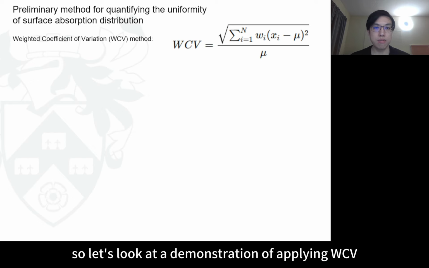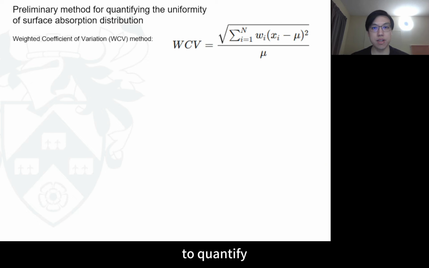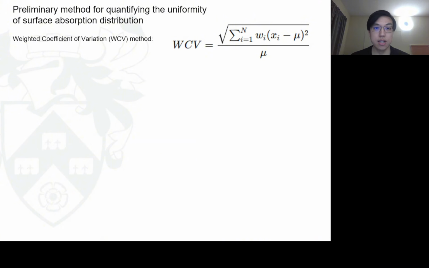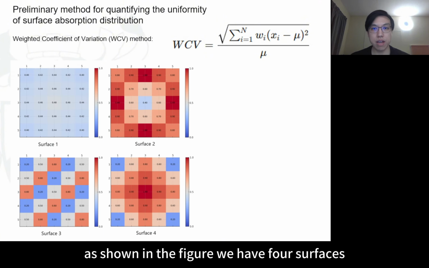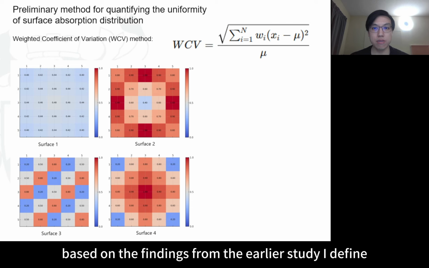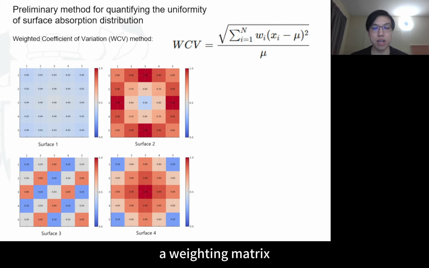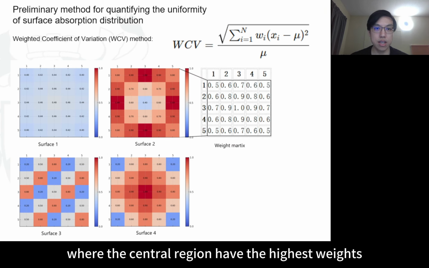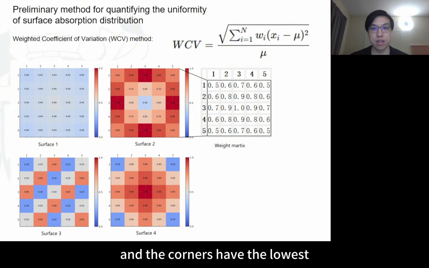So let's look at a demonstration of applying WCV to quantify the uniformity of different distribution metrics. As shown in the figure, we have four surfaces, each divided into 25 areas with different absorption coefficients. Based on the findings from the earlier study, I defined a weighting matrix where the central region has the highest weights and the corners have the lowest.